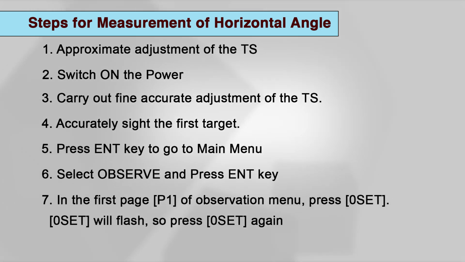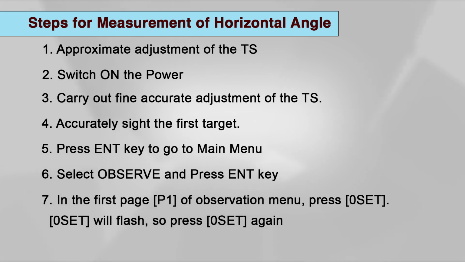First, the total station is approximately adjusted at point O and the power is switched on. Carry out the fine accurate adjustment of the total station using the setting up operation we discussed previously. Then accurately sight the first target, that is point P, and press the enter key to go to the main menu.